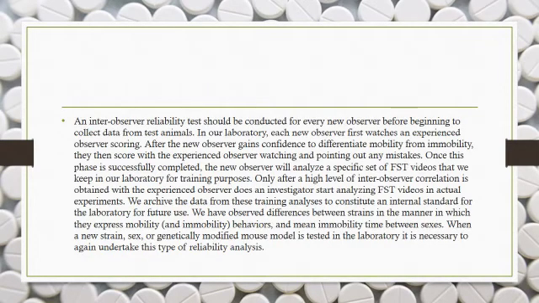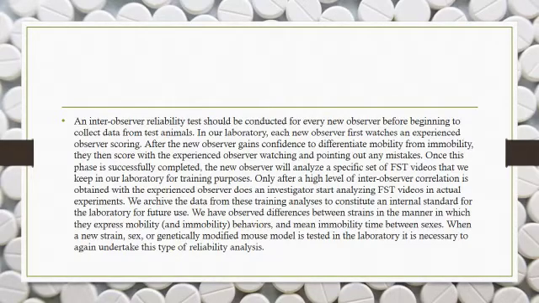An inter-observer reliability test should be conducted for every new observer before beginning to collect the data from test animals. In our laboratory, each new observer first watches an experienced observer scoring. After the new observer gains confidence to differentiate mobility from immobility, they then score with the experienced observer watching, pointing out any mistake. Once this phase is successfully completed, the new observer will analyze a specific set of FST videos that we keep in our laboratory for training purposes.